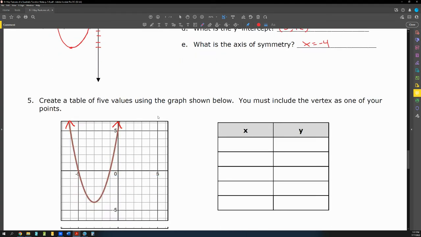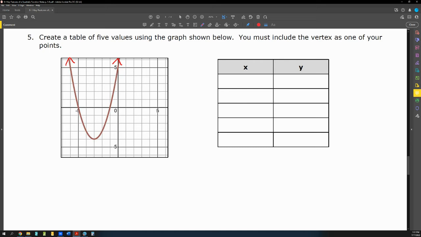Let's go ahead and create a table of values given the graph. So we need 5 points here, so let's go ahead and identify some of those points. You always want to include your x-intercepts, so I see 2 here, one at negative 5 and one at negative 1. You want to include your vertex, so that's the minimum of this graph. Maybe the y-intercept. And then we need one more point.